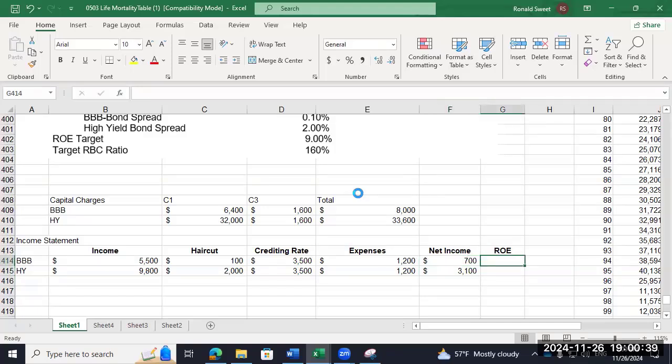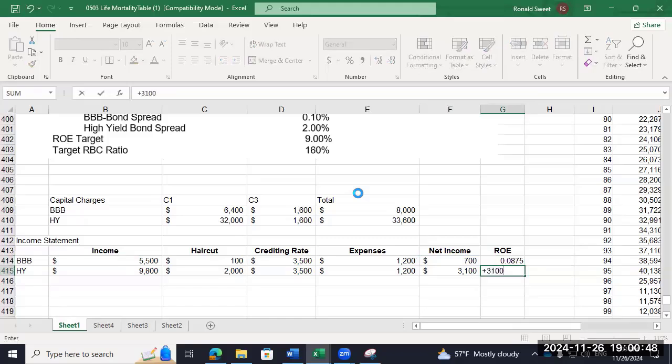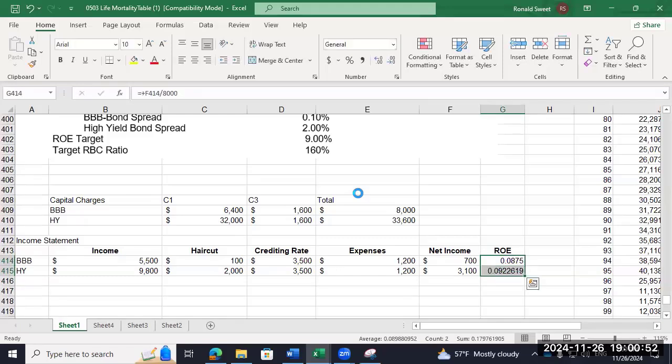Your ROE, you're going to take the $700 and divide it by the capital charge, $8,000. For high yield, you take $3,100 divided by 33,600. That gives you your ROEs. Your target is 9%. So the high yield gives you the 9%. The triple B does not, but it's close. All right. So there's the math.